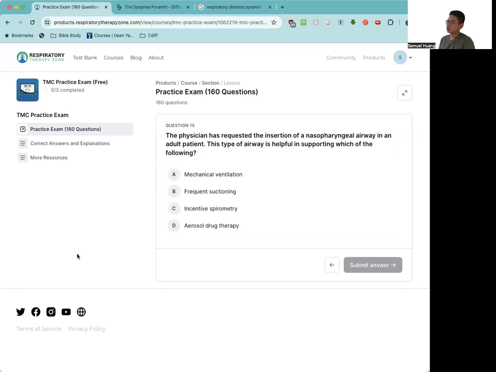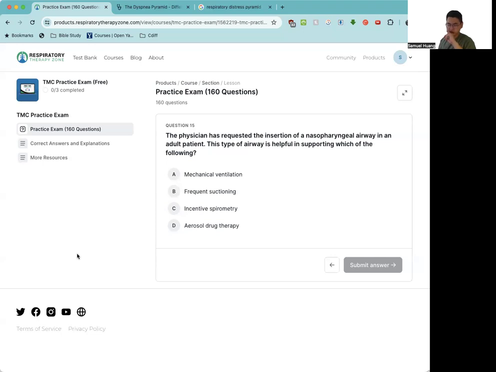So, nasopharyngeal airway in. You put a nasopharyngeal airway into the nose. Why do you do that? Well, it helps with suctioning. You can put a suction down. It doesn't really help with ventilation. And in fact, you really shouldn't have a nasopharyngeal airway when they have a mechanical ventilator in.